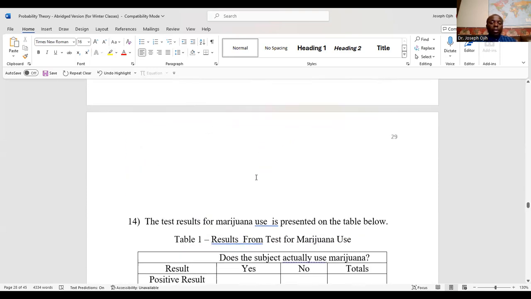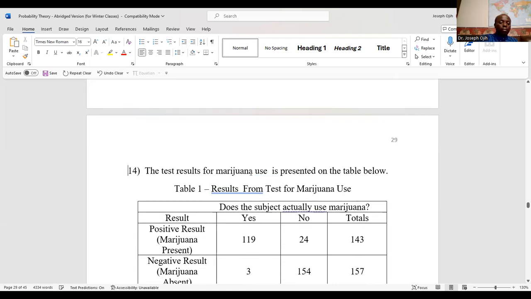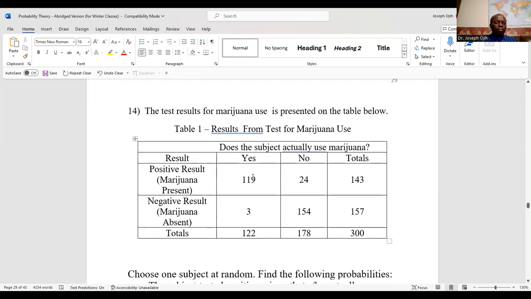Let us look at an example here. The test results for marijuana use are presented in the table below. Does the subject actually use marijuana? You see yes and no. You can see positive results and negative results, and you can see their column totals and row totals.